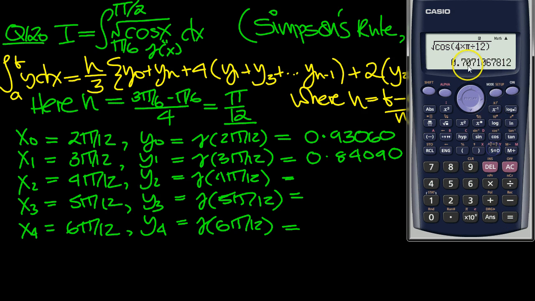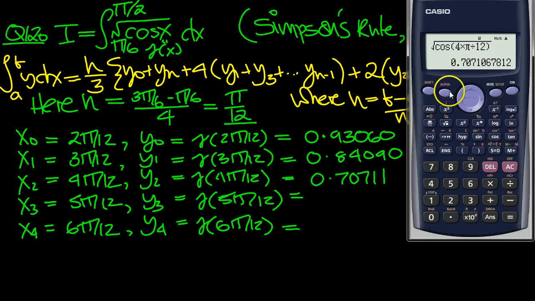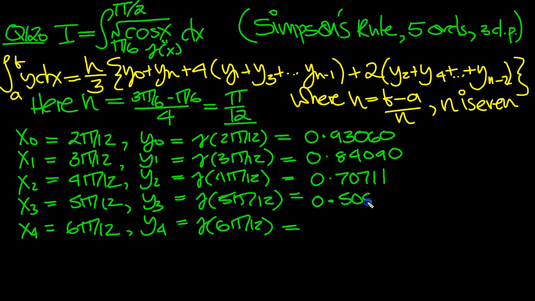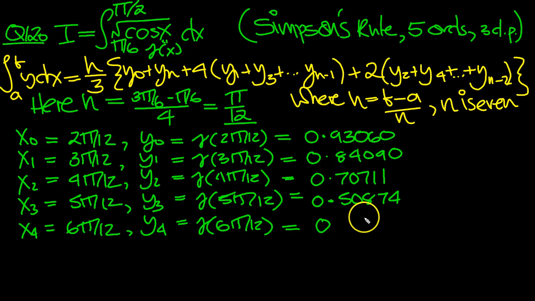Next one is 4 pi over 12. Root 2 over 2, 0.70711. 5 pi over 12 next. Just a couple more to get now. 0.50874. And then the last one, 6 pi over 12. Toggle back. Naught. Cos pi over 2 is naught, square root of naught is naught. So we could have worked that one out straight away.